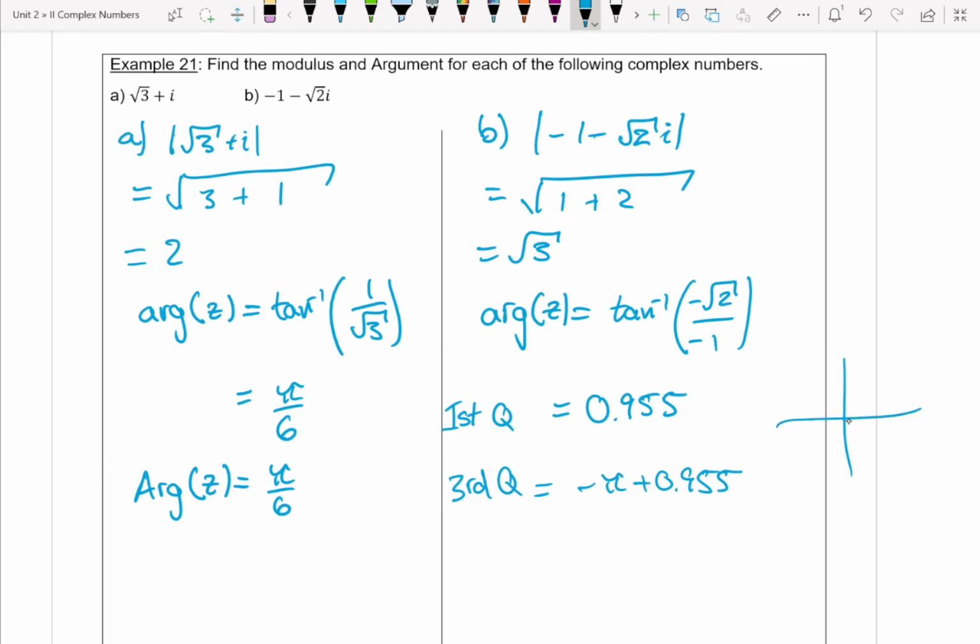So if I draw this out, this is what we just found. We want to find this. So this angle we found is the same as that. So we want to add that to our negative pi. Hopefully that helps visualize it.